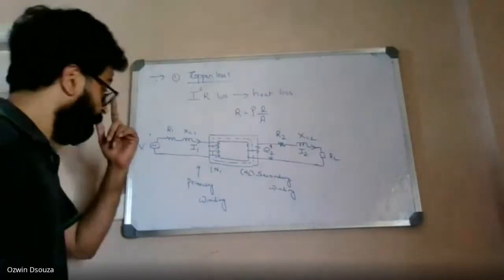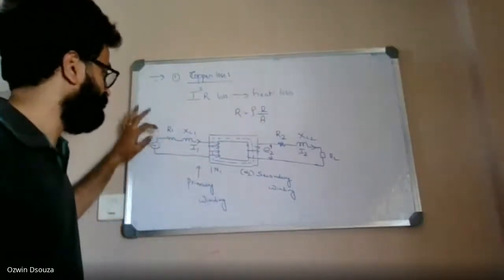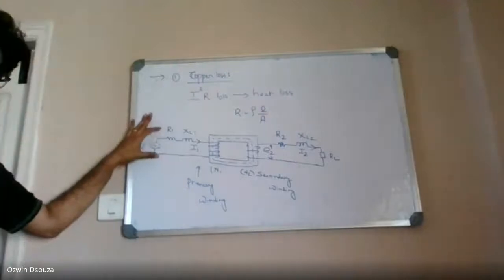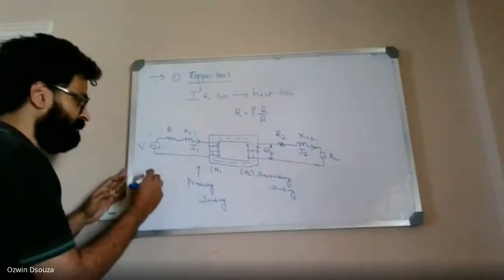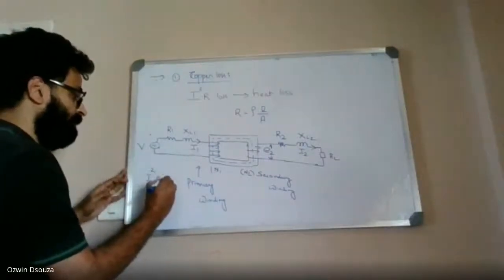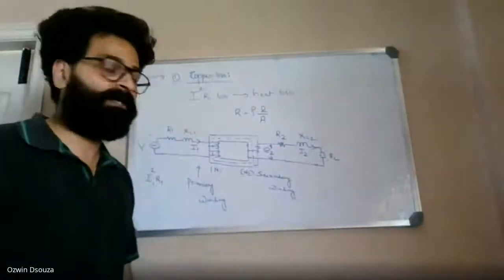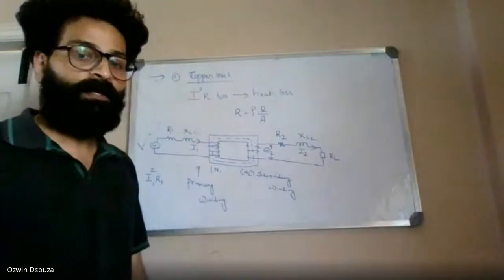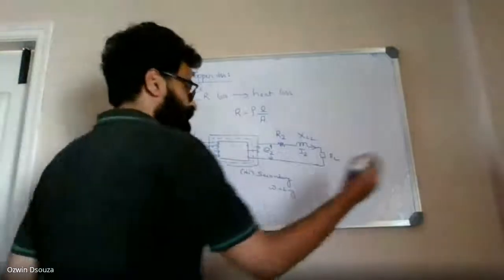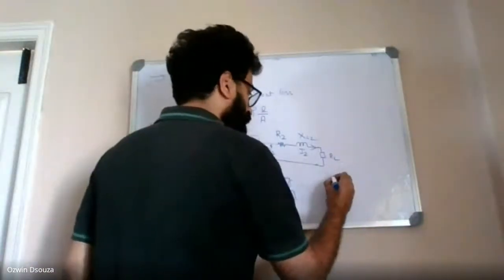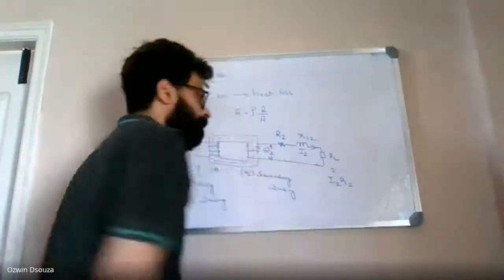Okay, so when primary current I1 flows through the primary coil, it heats up the primary winding, and the corresponding loss is taken as I square R loss, or you can say I1 square into R1. Similarly, when we connect a load across the secondary, the circuit gets completed, and due to which current I2 flows through the secondary winding, and the corresponding loss can be taken as I2 square into R2.